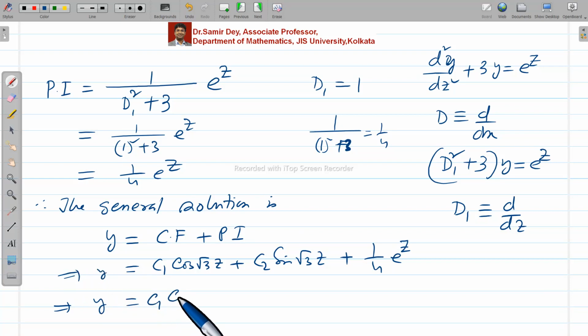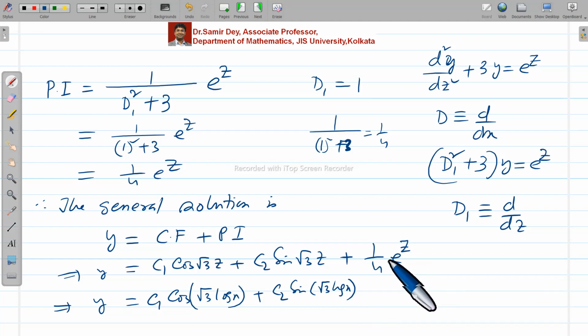So ultimately it is coming C1 cos of root 3 log x plus C2 sine root 3 log x. Clear? Now anyone can tell me, if I write e to the power log x, we are replacing z in terms of log x, as already mentioned. Now e to the power log x means what? Yes, absolutely correct, it will be x. So here we may write plus 1 by x. Clear? So you can stop here.